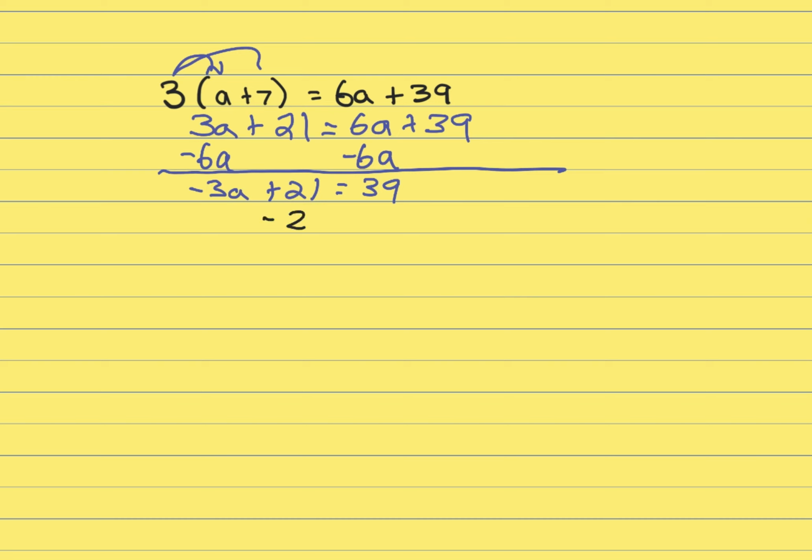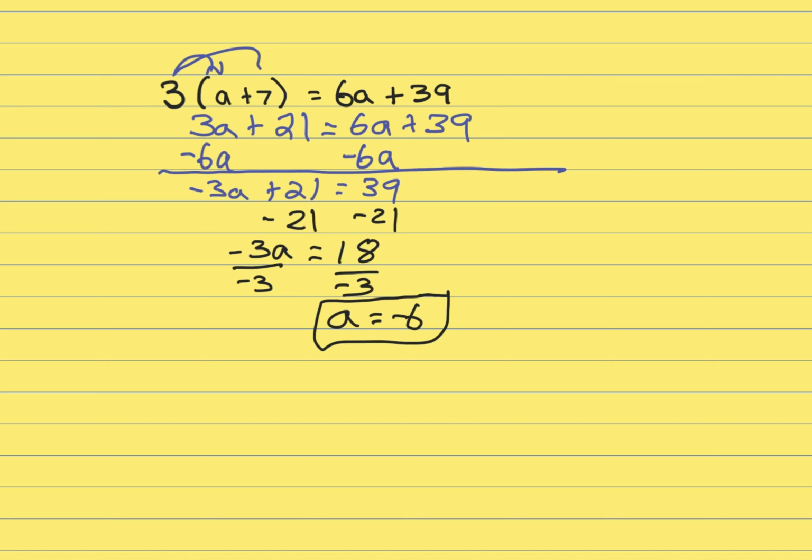I'm going to subtract 21. That gives me negative 3a is equal to 39 minus 21, which is 18. Now I have to make sure that I divide by negative 3, and a is equal to negative 6. And that is your solution for that one.